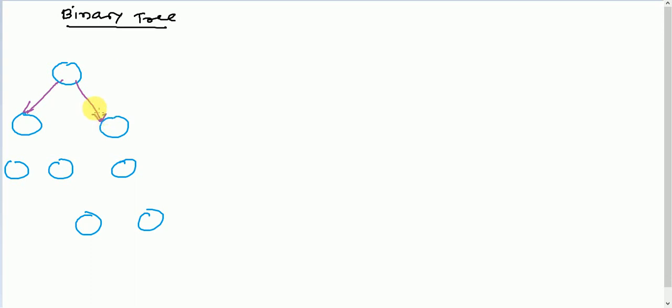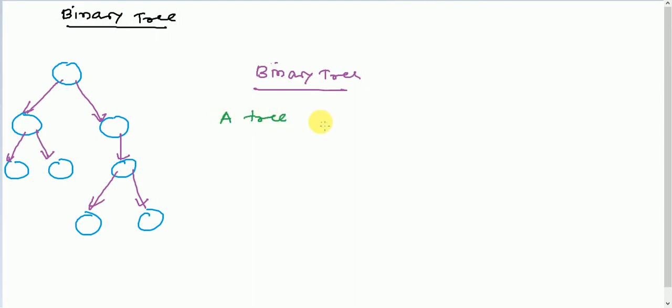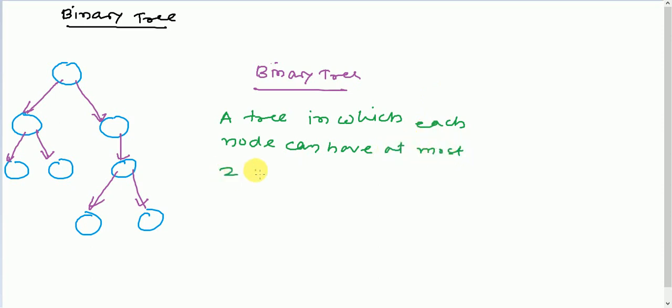So this is a tree which I drew here. The edges I'm drawing now. So a definition of a binary tree is given as a tree in which each node can have at most two children. That tree is called a binary tree.